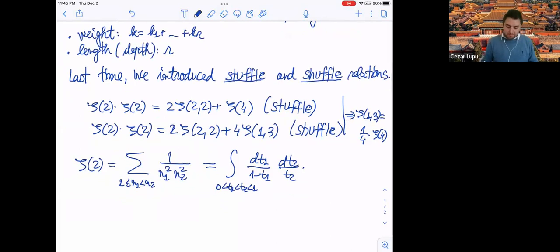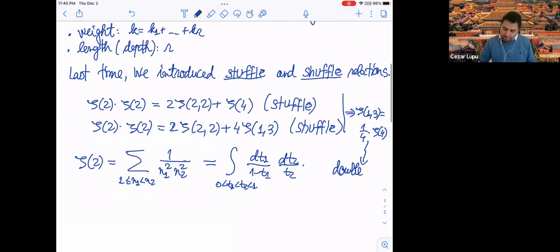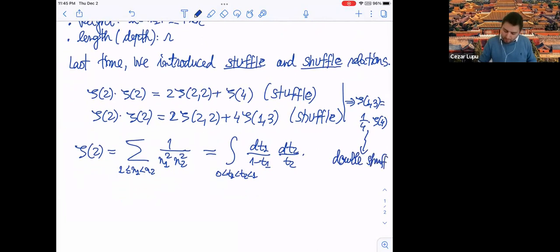All right, so we said that we can express zeta of 2 in these two ways. And of course, by equating these two, we can derive what we call the double shuffle relation, right? So that's what we said. In other words, it's just equating these two, the stuffle and the shuffle.